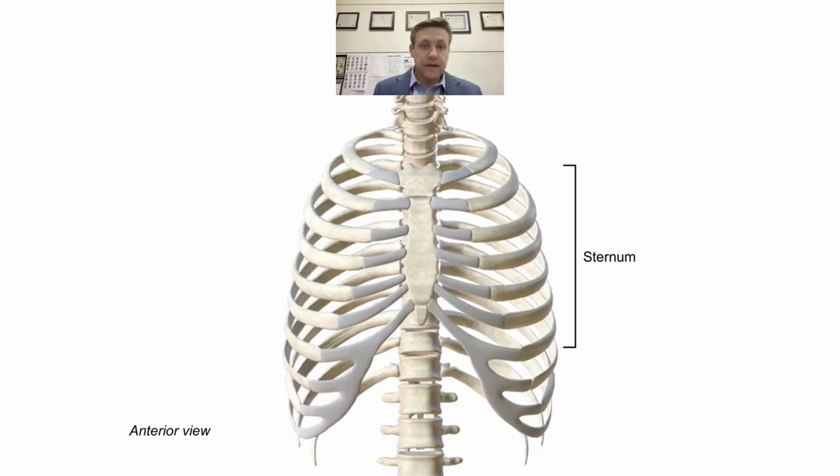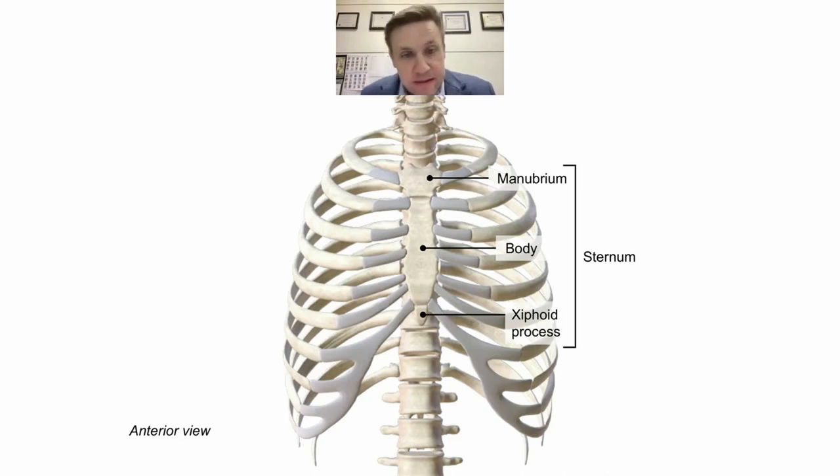And the superiormost part, we call the manubrium. This large part in the middle we call the body, and there's a pointy thing at the bottom we call the xiphoid process. And yeah, you can memorize these things if you have a really great memory. I don't. So I need tricks to help me know this rather than memorize it.